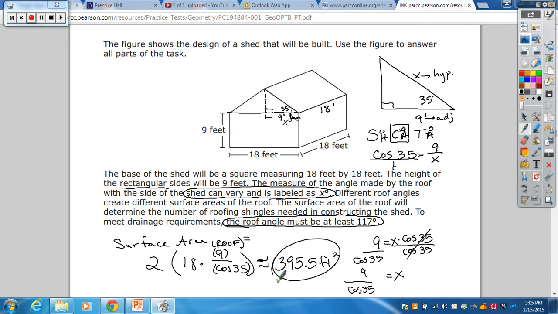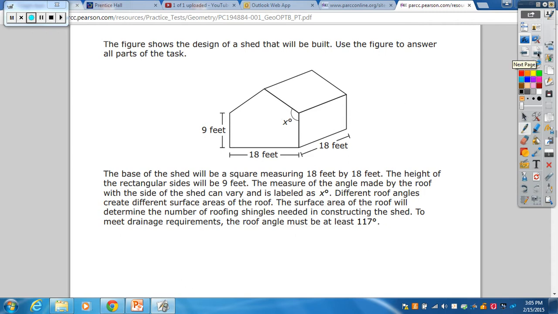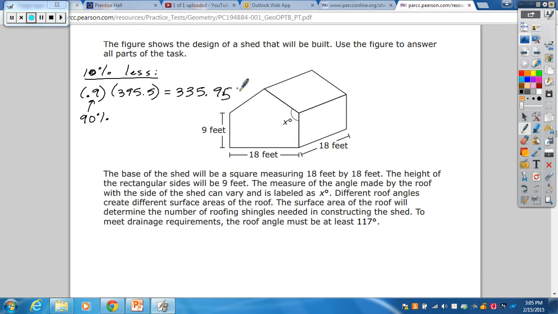So here's what I'm going to do. I know that the total surface area is 395.5 square feet. And so 10% less is going to be 90% of it. So if I take 90%, 0.9 or 0.90, either way, that's 90%, and multiply that by 395.5, that's going to give me 335.95 square feet. So that's what we're aiming for.